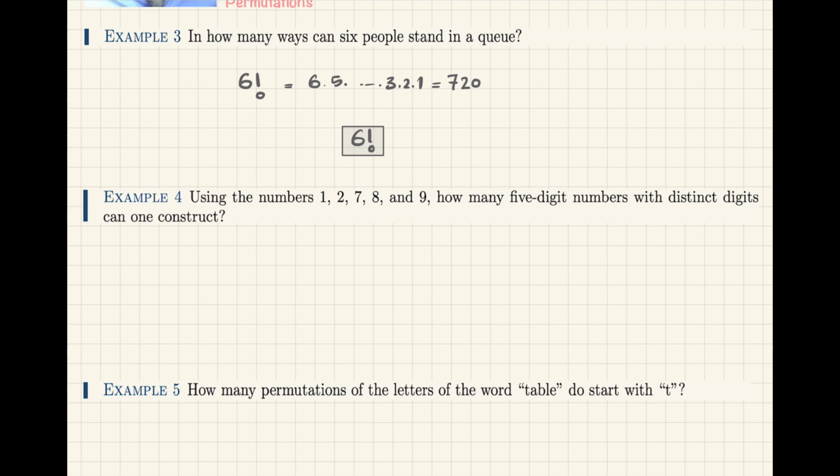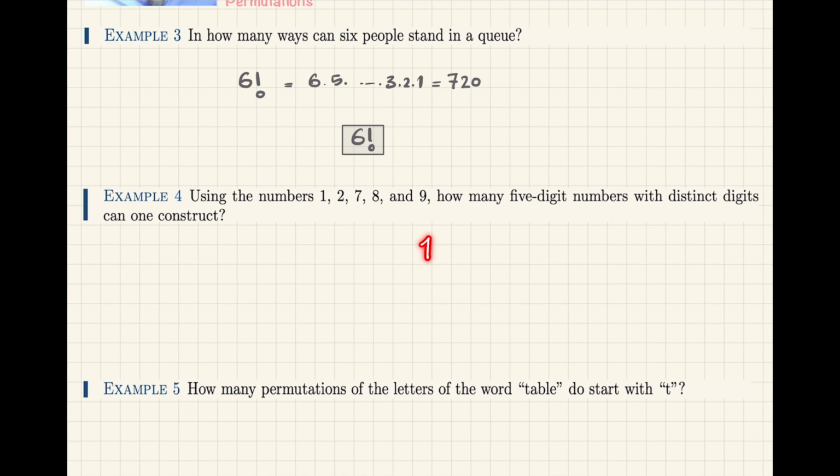Can one construct? Yes. So I have 1, 2, 7, 8, and 9. How many objects do you see? 1, 2, 3, 4, 5. Yes, they are distinct objects. And my goal is to write a 5-digit number. And everyone knows that in writing a number, order matters, yes?